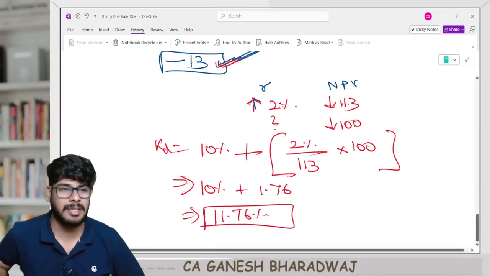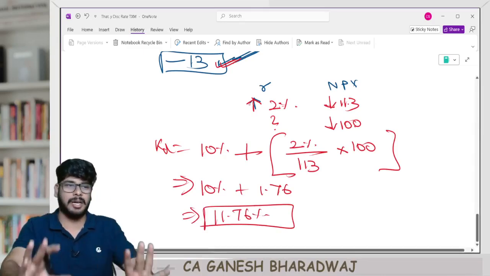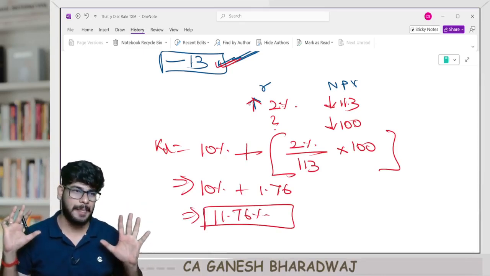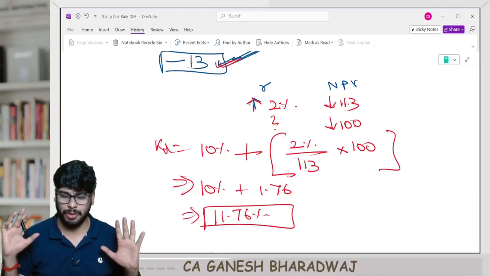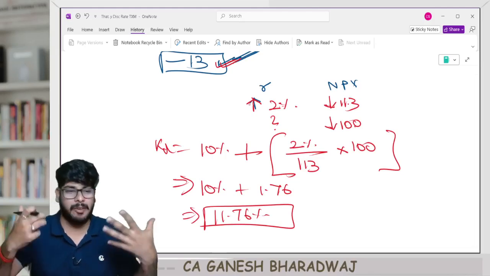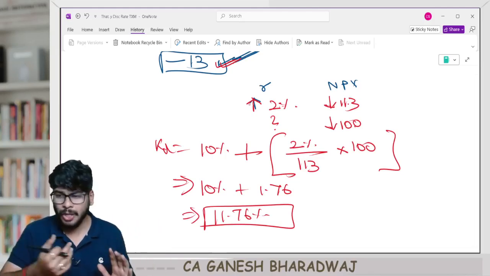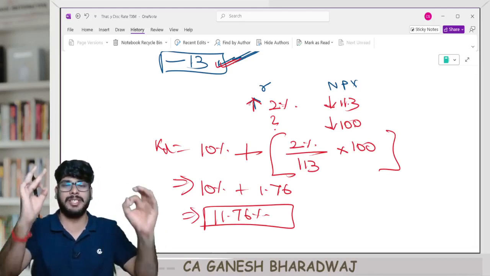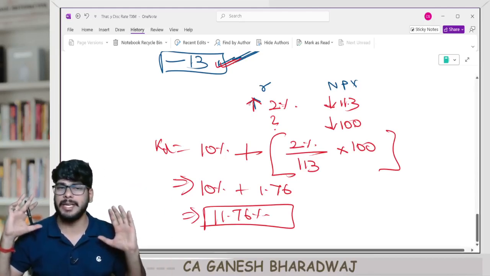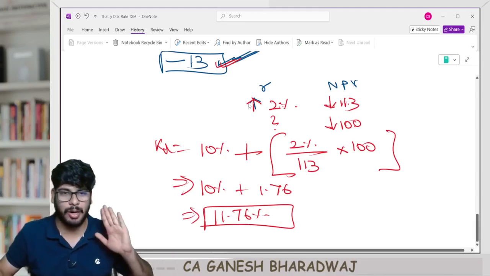Are you able to understand this? Normal IRR calculation is what we have done here. Okay, you guys are able to follow this. Don't worry, I'll be giving you all this running notes. You need not worry about it. Just focus on whatever I'm taking here. That's more than enough. Are you able to understand?